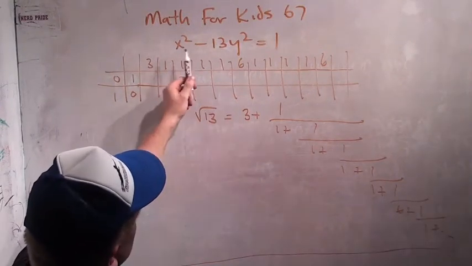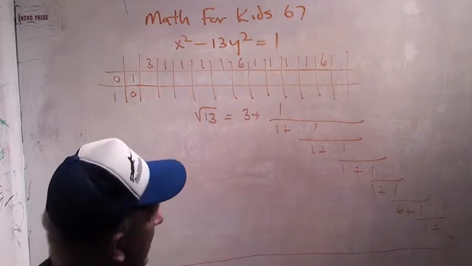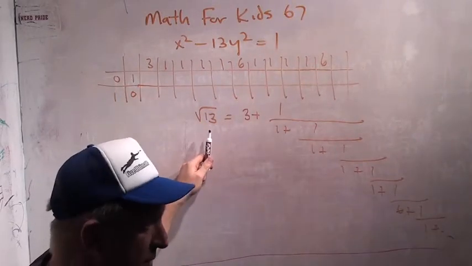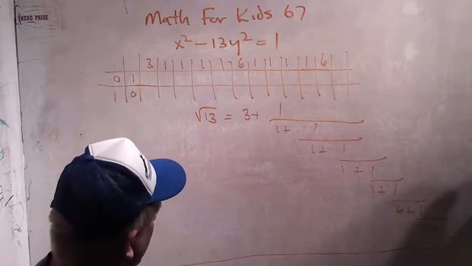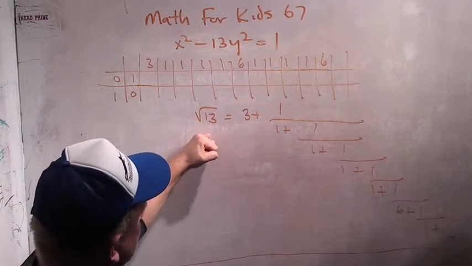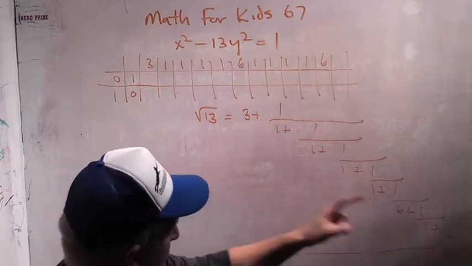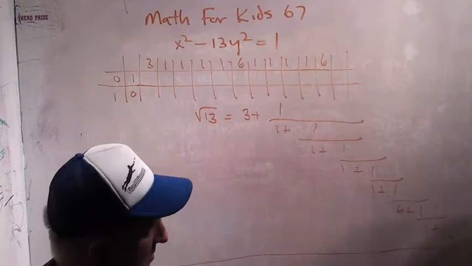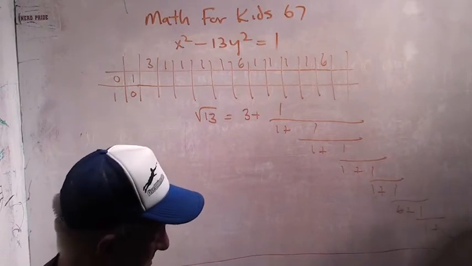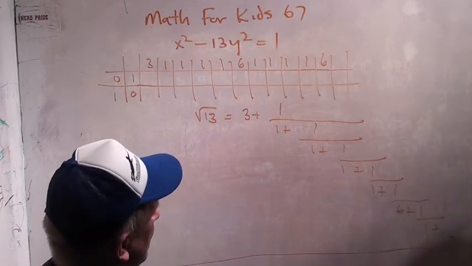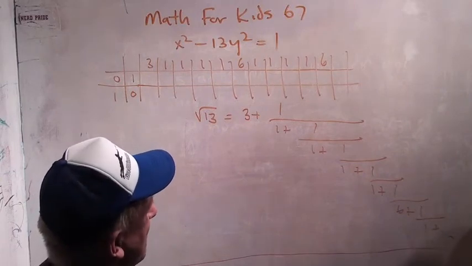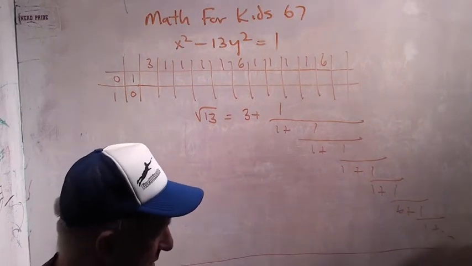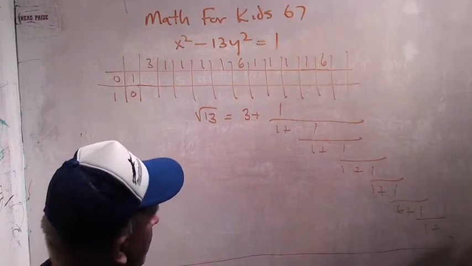So when we see x squared minus 13y squared equals 1, we know we probably have to look at the continued fraction of the square root of 13, right? And rather than trying to calculate that using our method for calculating continued fractions of square roots, split flip rat, you can use Mathematica. Mathematica is faster, but split flip rat is the way to go, to make sure you understand what you're doing.